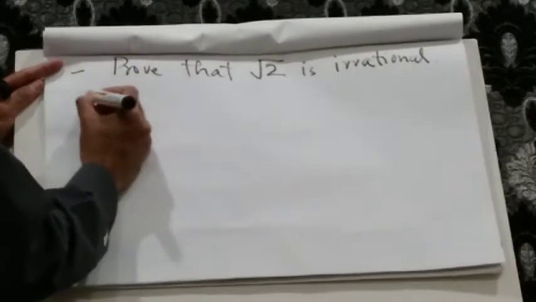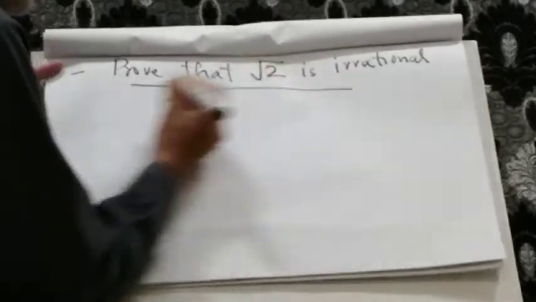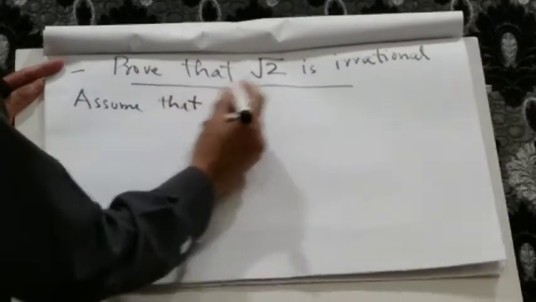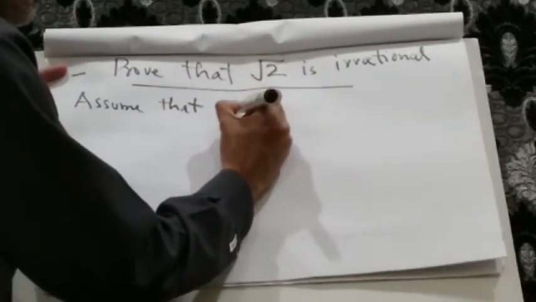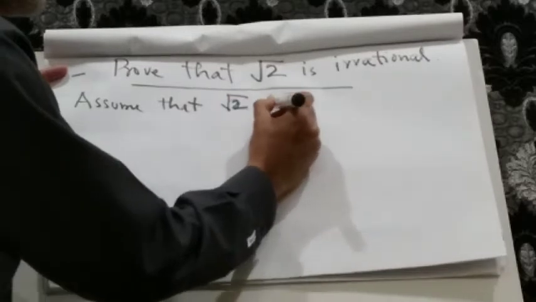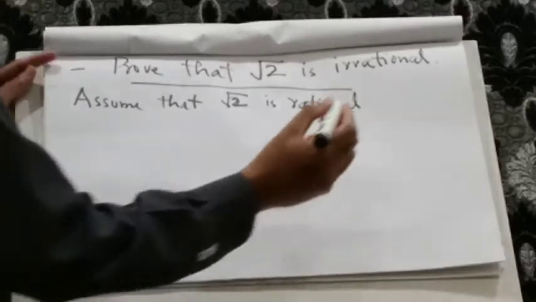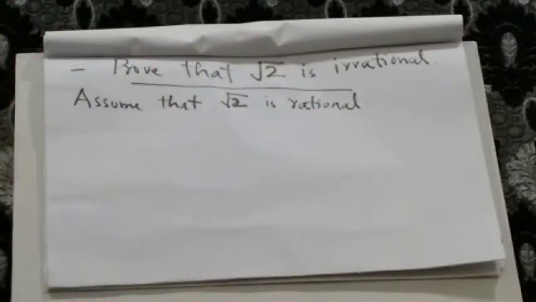So over here, this is my original statement which I want to prove. We assume that under root 2 is rational. When we say that some number is rational, we essentially mean that that number can be written in the form of p over q, where p and q both are integers and q is not 0. That's the fundamental definition of a rational number.